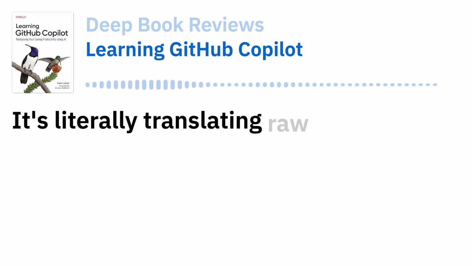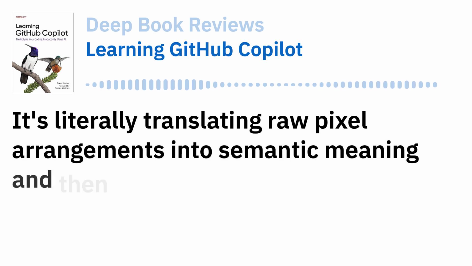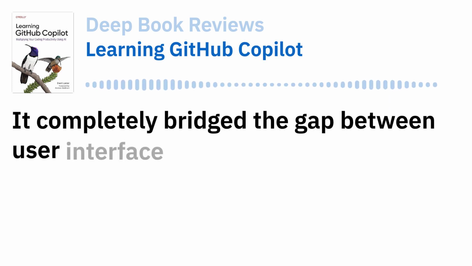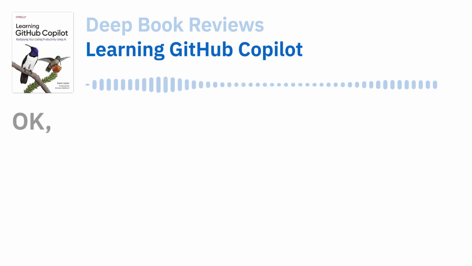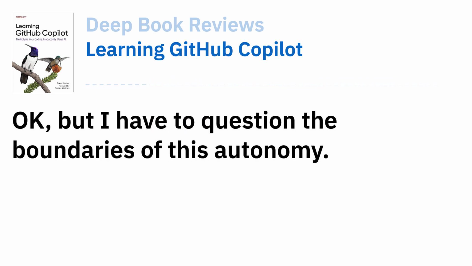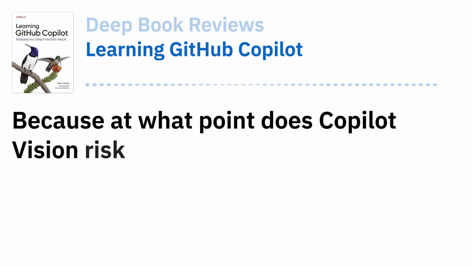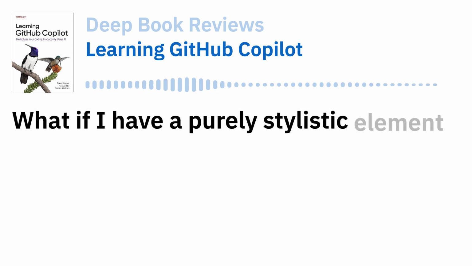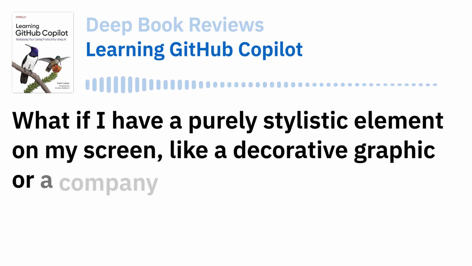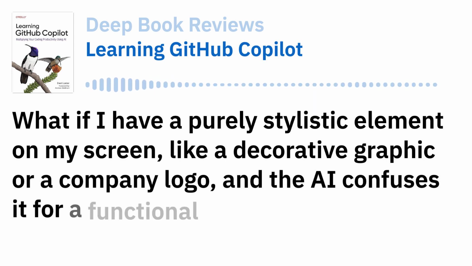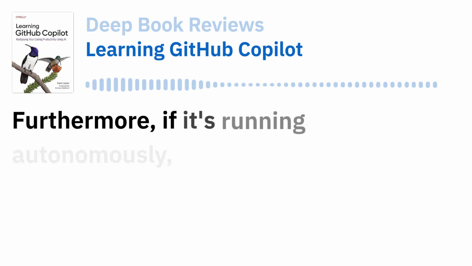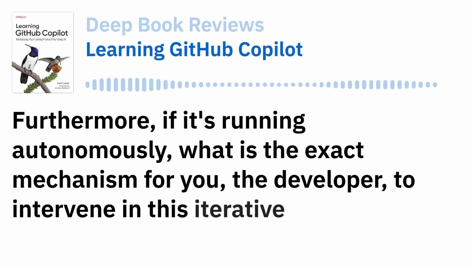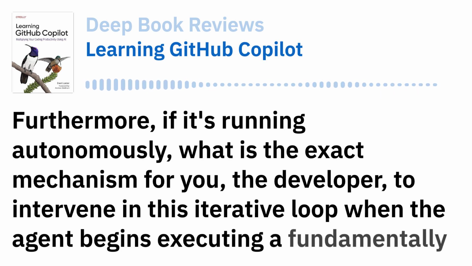It's literally translating raw pixel arrangements into semantic meaning and then translating that semantic meaning into functional back-end logic. It completely bridged the gap between user interface design and software engineering. Okay, but I have to question the boundaries of this autonomy. Because at what point does Copilot Vision risk misinterpreting a visual cue? That's a very fair question. What if I have a purely stylistic element on my screen, like a decorative graphic or a company logo, and the AI confuses it for a functional button? Furthermore, if it's running autonomously, what is the exact mechanism for you, the developer, to intervene in this iterative loop when the agent begins executing a fundamentally incorrect plan?